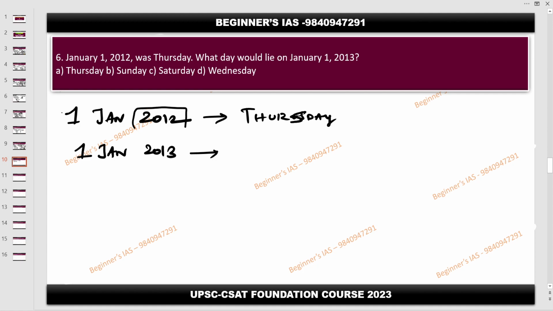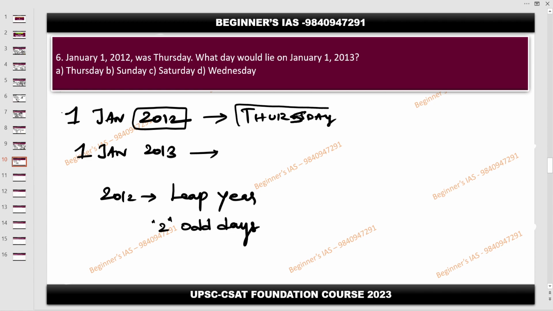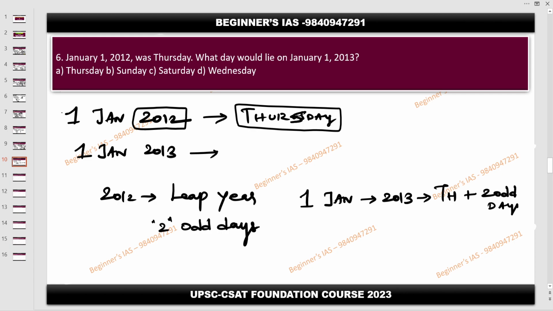Now listen, 2012 is nothing but a leap year, isn't it? A leap year carries 2 odd days, which means the next year is going to have 2 extra days. So if it is Thursday, then January 1st, 2013 is going to be Thursday plus 2 odd days. Thursday plus 2 odd days is Friday, then Saturday. So the answer is Saturday. Done? Yes, sir. So clear. The answer is option C, Saturday.